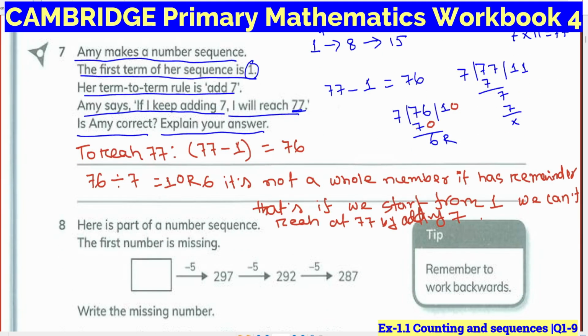Question 8. Here is a part of a number sequence. The first number is missing. Look, here is minus 5 and we get 297. That means we will add to get the missing number by adding 5. So 297 plus 5. So 7 plus 5 is 12, 2, carry 1. 9 plus 1 is 10, 0. And here 2 plus 1 is 3. It means 302 is our missing number. Very simple. So question 8 has been done.